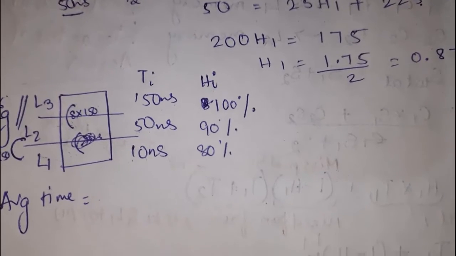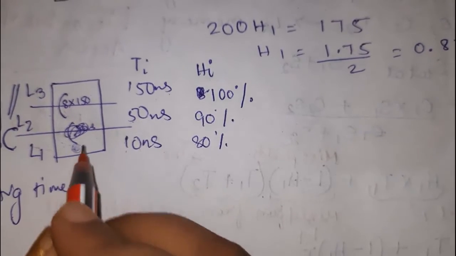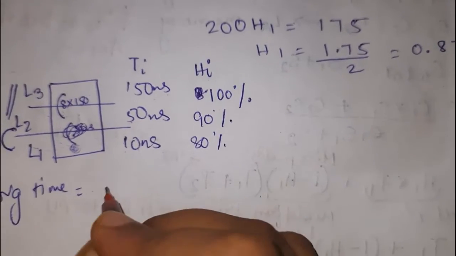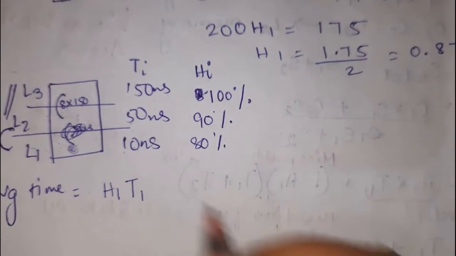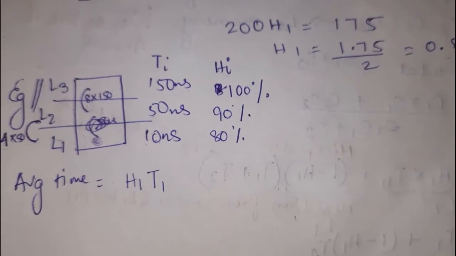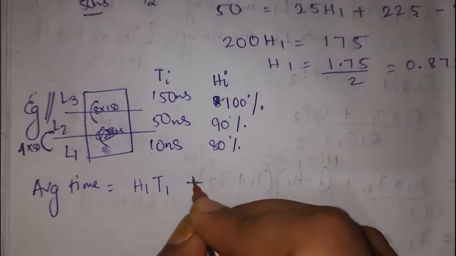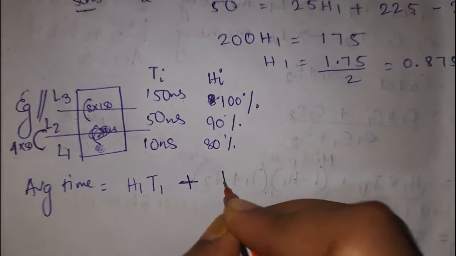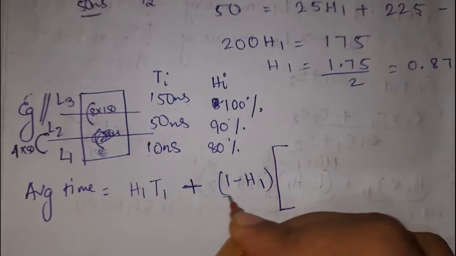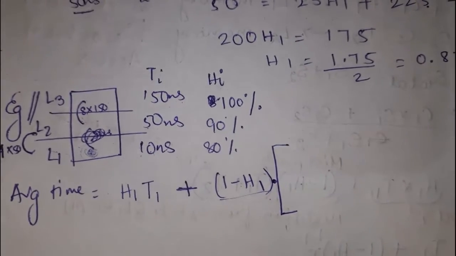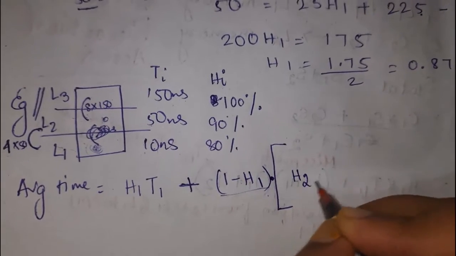How to solve this? If the element we are searching for is found in L1, then the time is hit ratio times its access time, H1 into T1. Else, if the hit does not happen in L1 and the hit happens in L2, then H2 into T2.